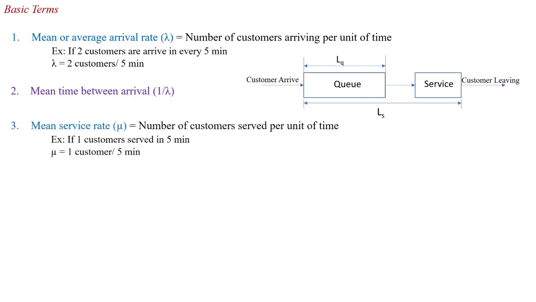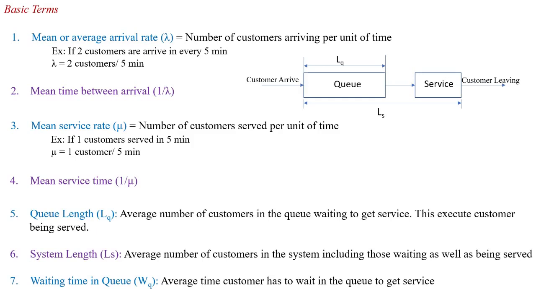Next one is the mean service rate. Here the notation is mu, which is defined as the number of customers served per unit of time. Let's see the example. If one customer is served in 5 minutes, then mu equals 1 by 5 customer per minute. Next one is the mean service time, that is 1 by mu, which is the reciprocal of the mean service rate.